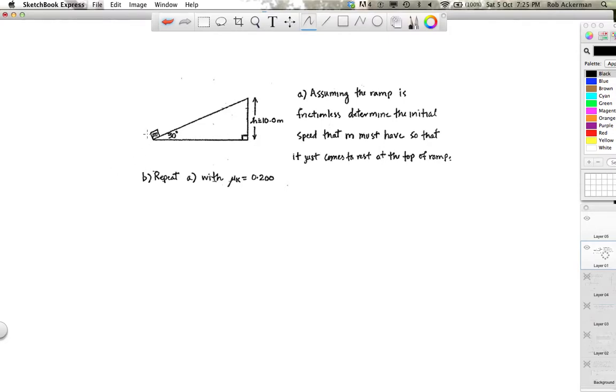You see a ramp, you see a mass m, unknown, an angle of 30 degrees, and a vertical height of 10 meters. Assuming the ramp is frictionless, determine the initial speed that m must have so that it comes to rest at the top of the ramp. Well, that's something that you were supposed to have done in a previous section. I believe this is in section 2.3 in your textbook, which would be lesson 2. That was some homework in there. What I'd like to focus on here is this. Repeat this with friction. So this is section 2.4 in your text, or lesson 3.